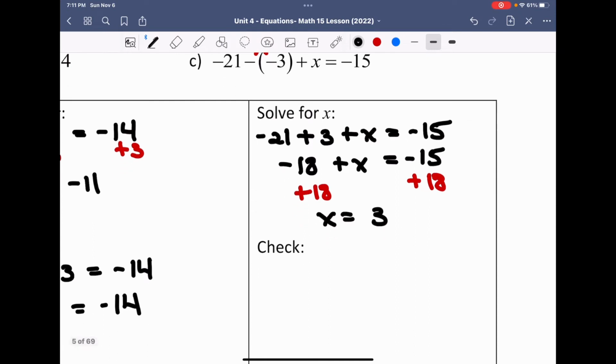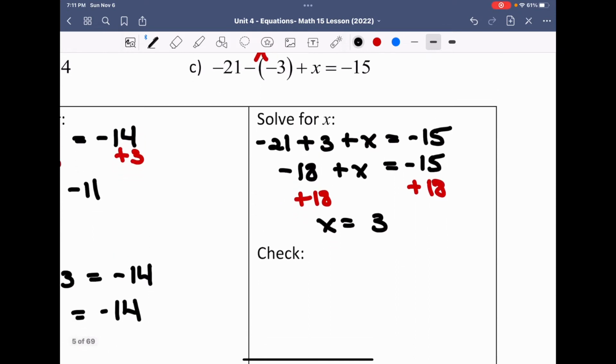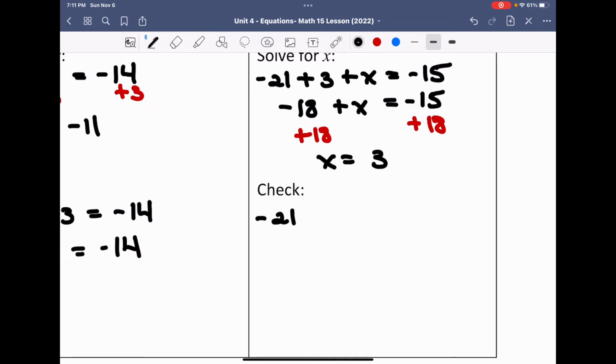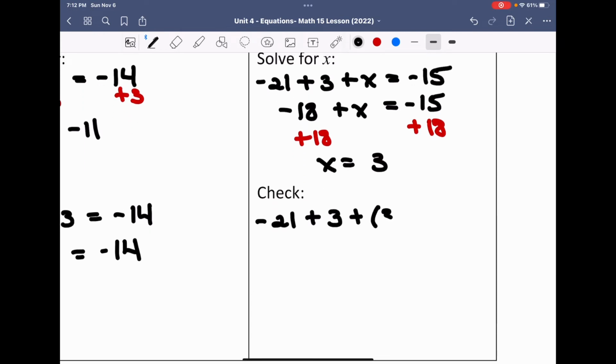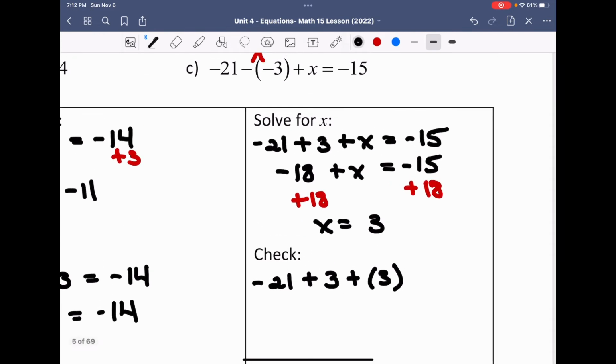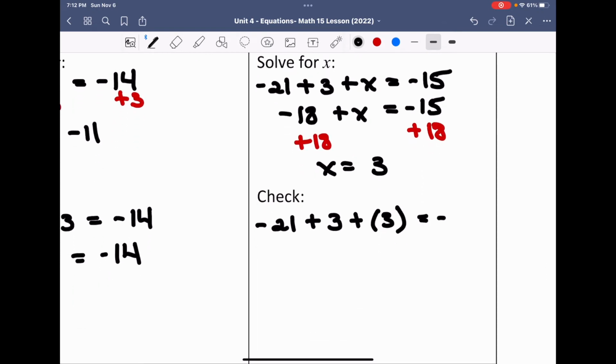Now, I want to double check this. I'm going to go back up to my original statement and plug that in for x. Negative 21, plus 3, which I'll throw in brackets. This is representative of the x. And this is equal to negative 15. Well, negative 21 plus 6, or plus a positive 6, this definitely does equal negative 15. And so because I can show that negative 15 equals negative 15, I've verified that x equals 3 is the solution here.